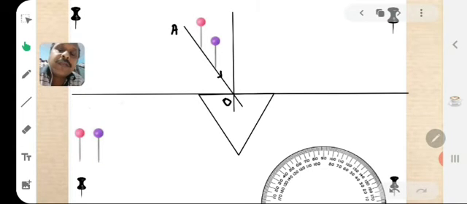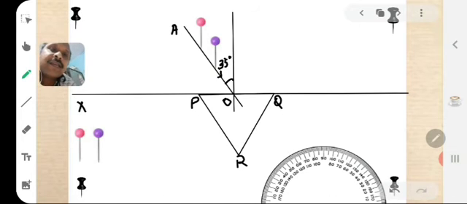Now, before we proceed to the next setup, let us mark the values. This is the angle of incidence, which is 35 degree. Let us name the prism as P, Q and R. This is the face of the prism, and let us name this line as X X dash. So now let us move to the next step.